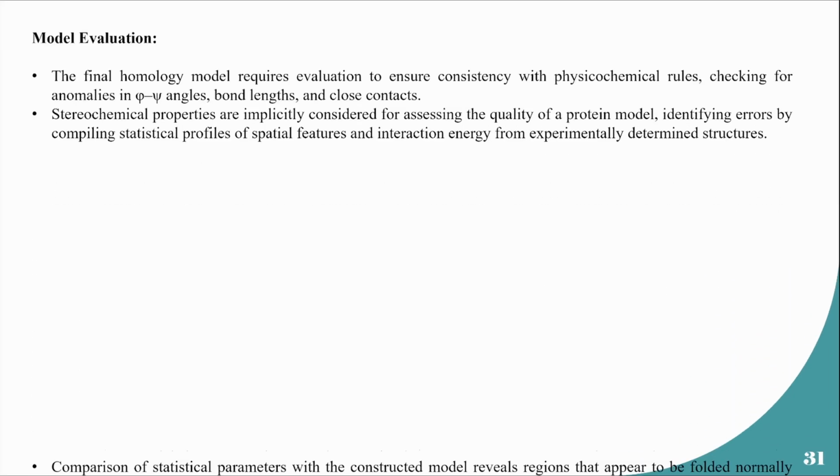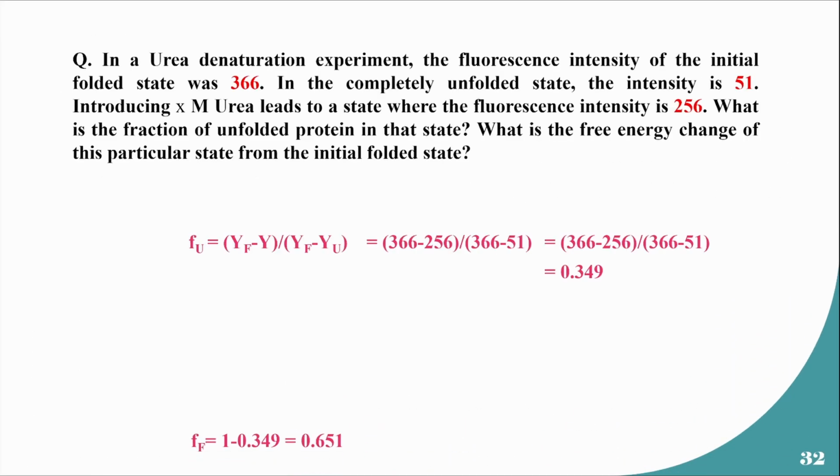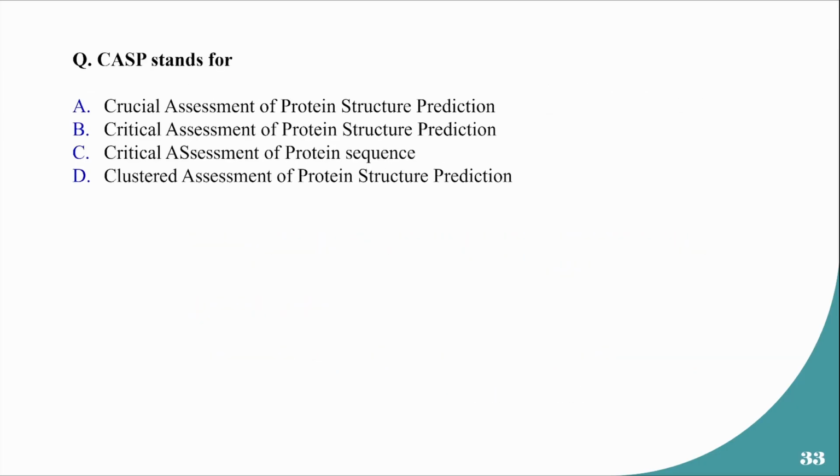So that was basically some concepts of homology modeling. Here we had the urea denaturation experiment. Now here is one interesting question. What does CASP stand for? In the context of protein modeling or protein structure prediction, CASP is a very highly regarded assessment competition, you can say. So does anybody know what CASP particularly stands for from these options?